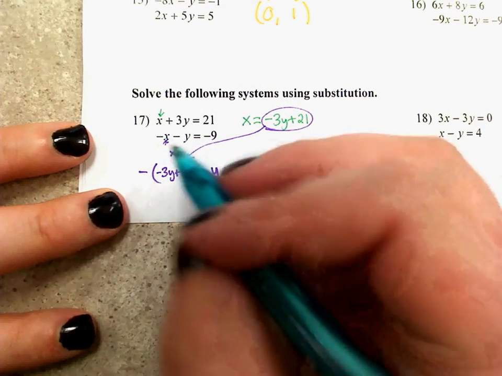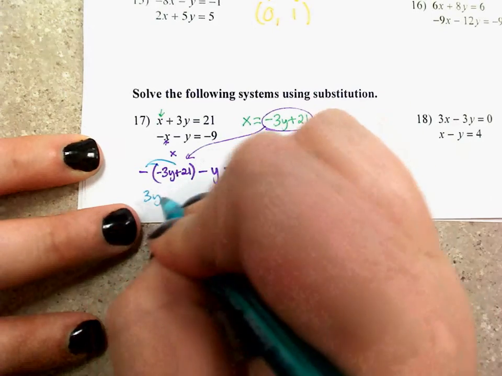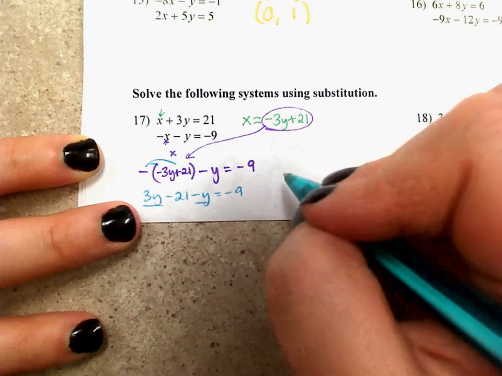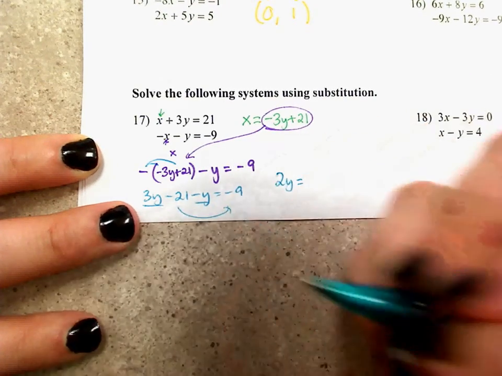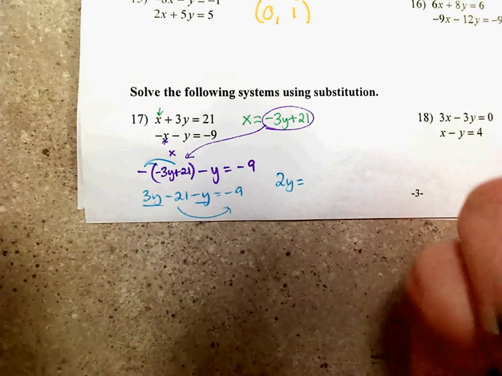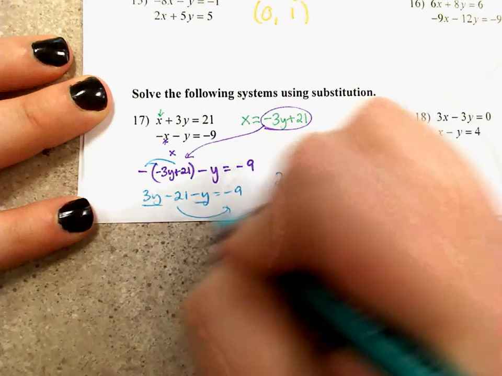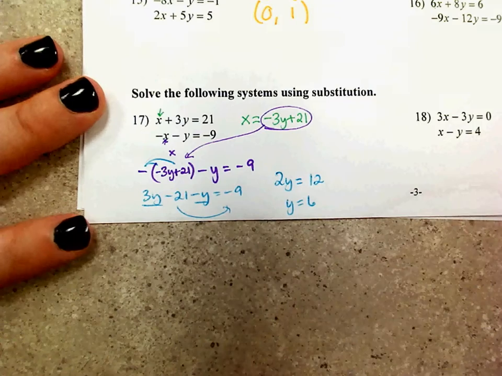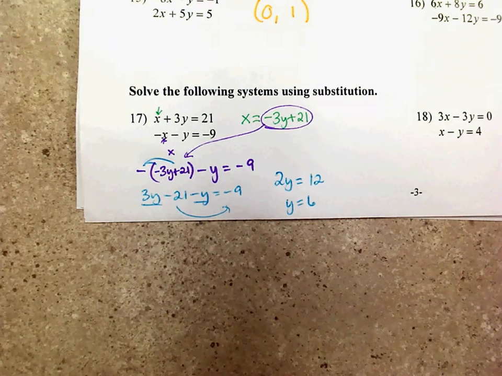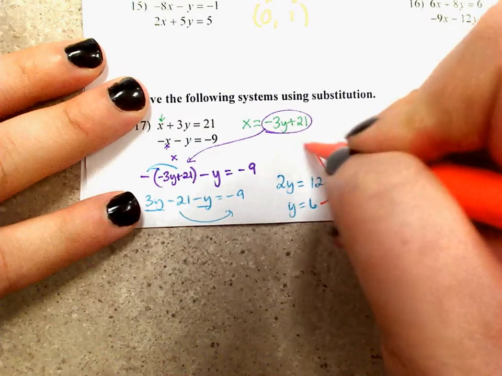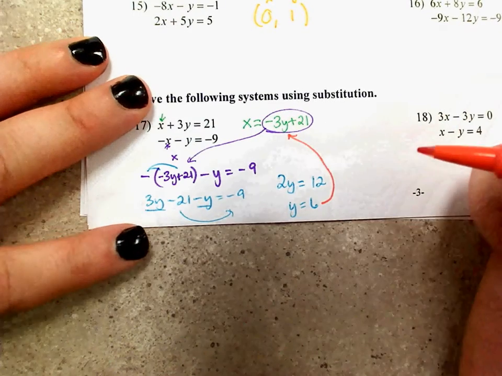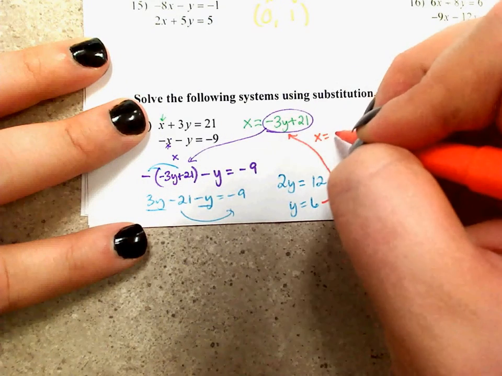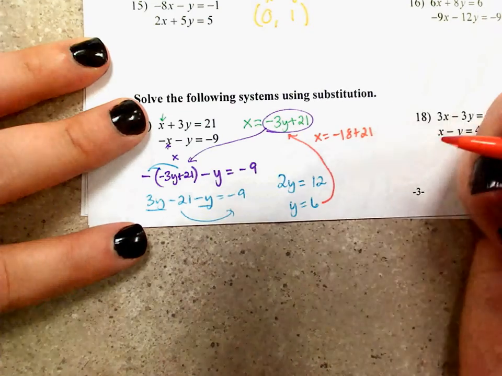3y minus y is 2y. Add the 21 over. 21 minus 9 is 12. So I've got a negative 9 plus 21, either way. Divide by 2, and y equals 6. Once I know y, I can substitute it into the original expression that I got for just x, and I get x equals negative 3 times 6, which is negative 18, plus 21, and that is positive 3. So I get x equals 3, y equals 6. Remember, it has to be in coordinate point form.